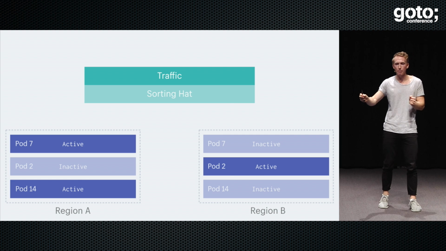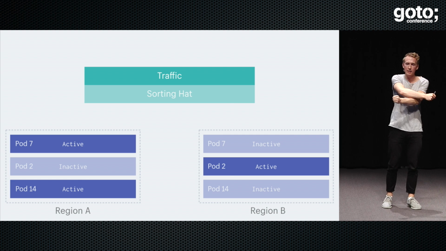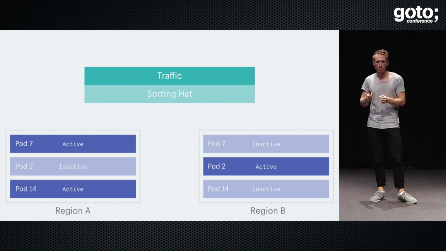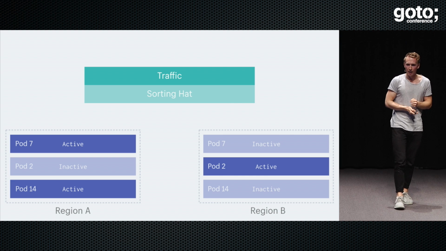There's always a hot replica pair so that pod 2 can become active in region A if there's a catastrophe or we need to do some maintenance in that region. And of course, the other way around too. So they're always set up in pairs.